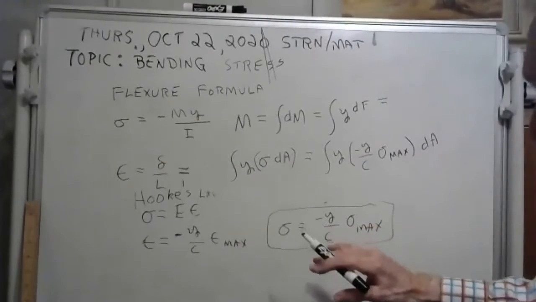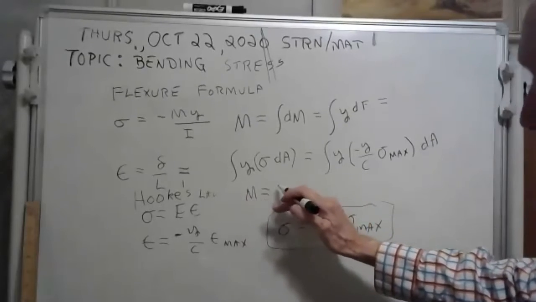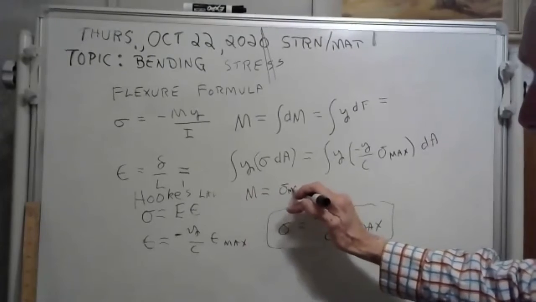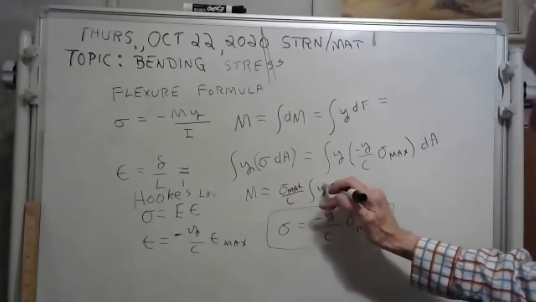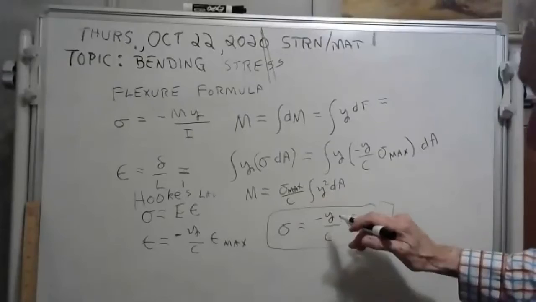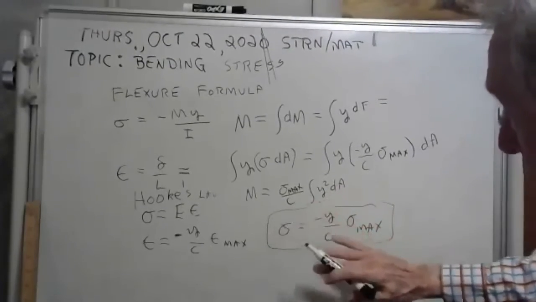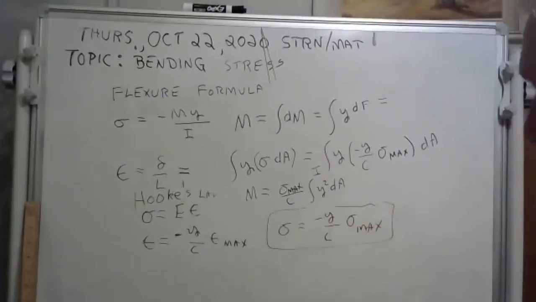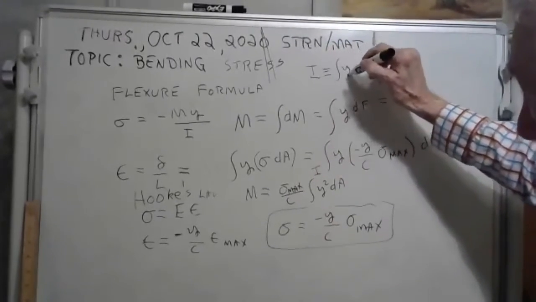All right. Now what we're going to do is pull out the constants. So your bending moment is equal to sigma max, that is a fixed number, over C. Pull that out, and you have the integral of Y squared dA. Now they gave a special name to that thing right there. That thing is called I, the area moment of inertia. I'll write it up here.